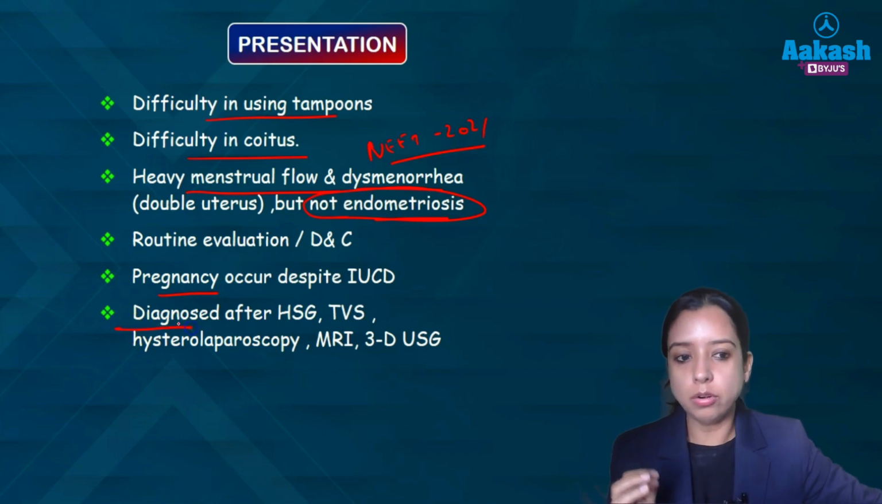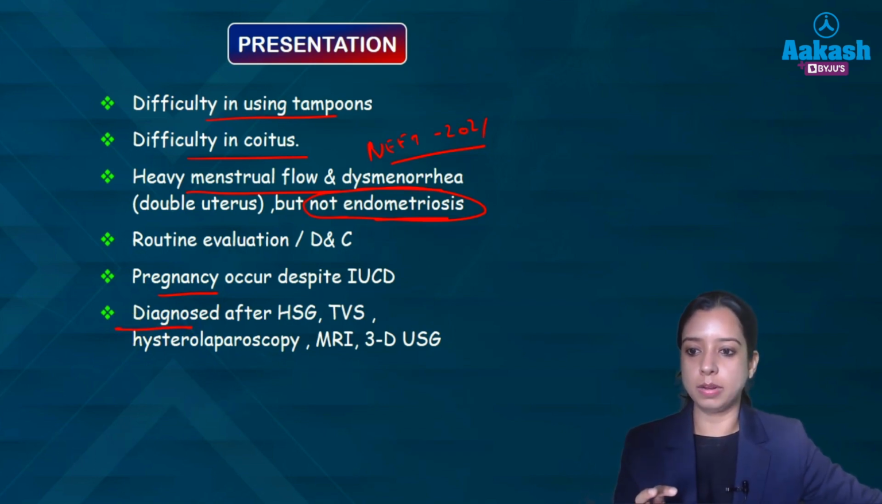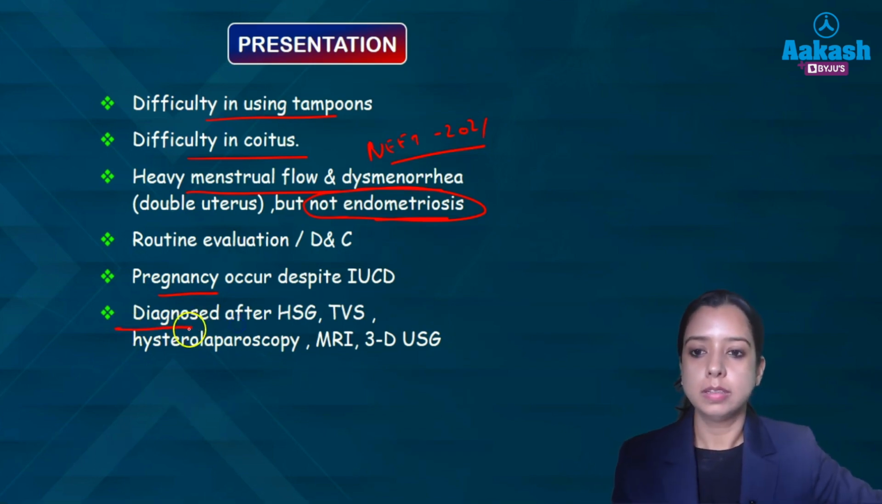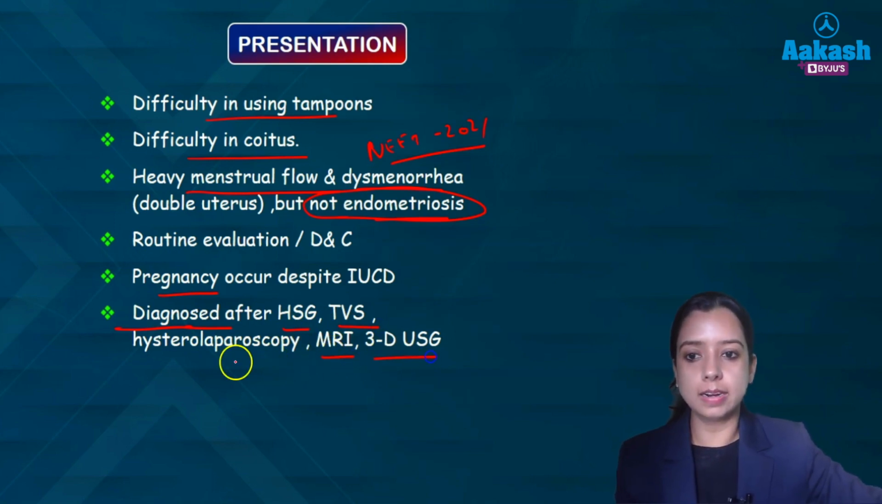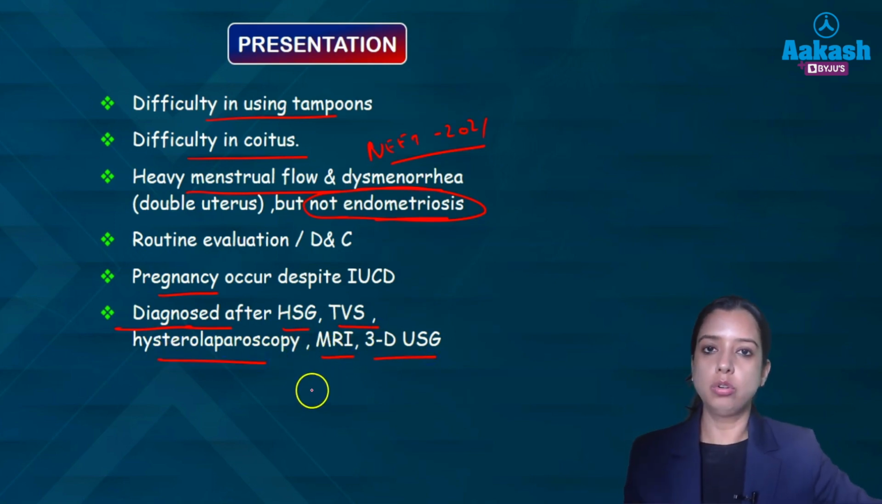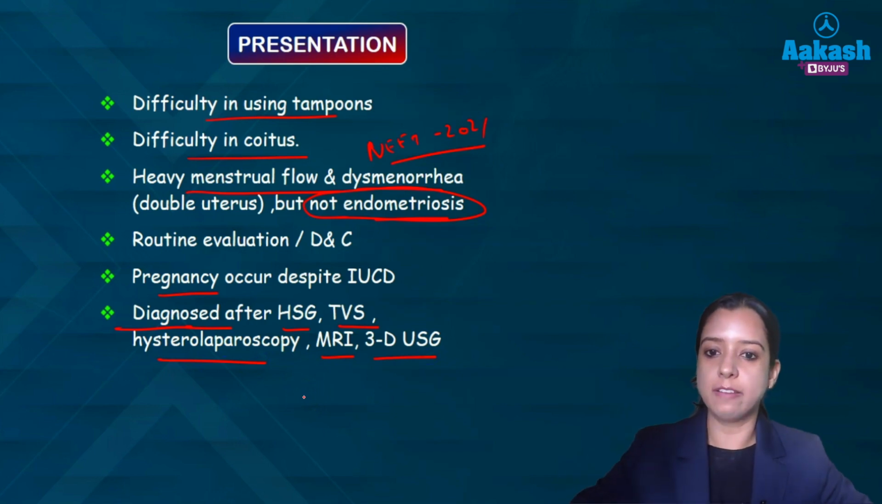But how will you exactly diagnose the Mullerian anomalies? To diagnose the Mullerian anomalies, you need certain tests. Like HSG is one of them, TVS is one of them, then MRI, 3D ultrasound and hysterolaparoscopy. Now 2 times different kinds of questions have been asked, both of them.